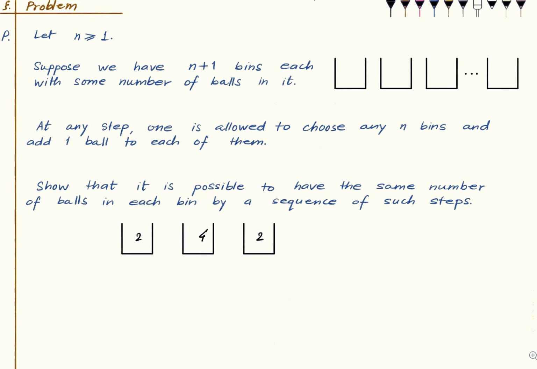Now for the remaining steps, I will choose these 2 bins both times. I will choose these 2 bins, add one ball, so I get a 3 and a 3. And then again, I'll choose the same 2 bins, add one ball, and I will get a 4 and a 4. So that's basically what we want to do for a general n. Okay, so let's see.